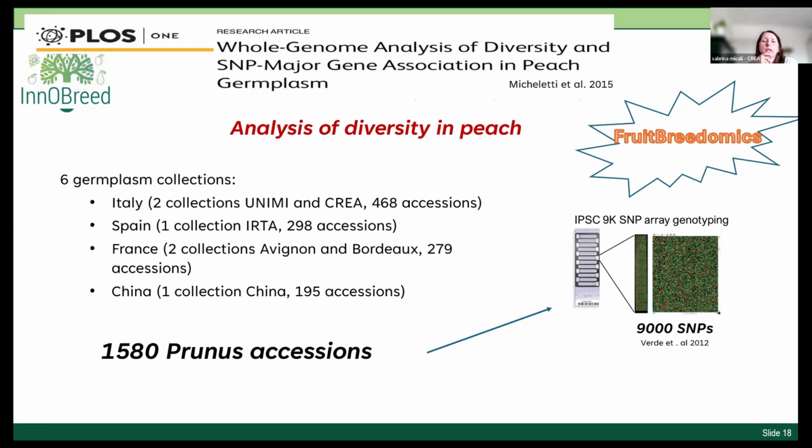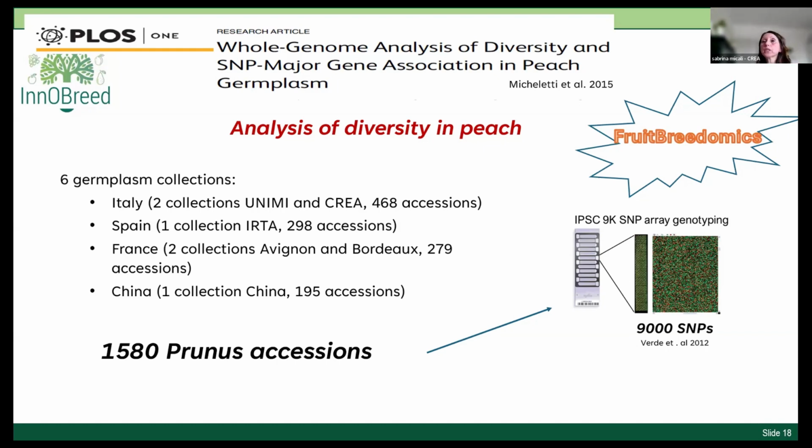In this project, we had 6 germplasm collections. We added up the materials from 6 germplasm collections, 2 from Italy, 1 from Spain, 2 from France, and 1 from China, to sum up 1,580 Prunus accessions. They were almost totally Prunus persica accessions.